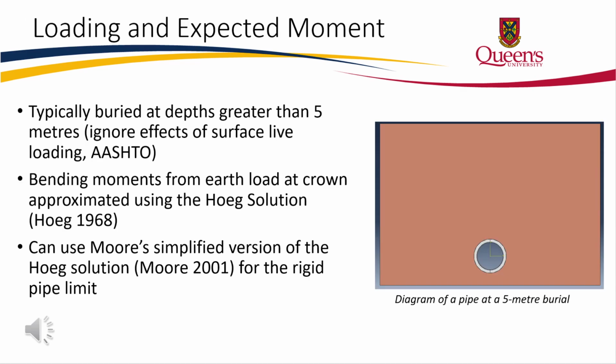Concrete sewer pipes are typically buried at depths greater than 5 meters, meaning the effects of surface live loading can be ignored. Instead, design was based around earth loading from the surrounding soil. The bending moment at the pipe crown resulting from soil load can be approximated using the Hogue solution. Then Moore's simplification to the Hogue solution can be exercised, which sets the equation equal to the rigid pipe limit, which is appropriate for the concrete pipes under analysis in this study. The bending moment from the simplified Hogue solution is the loading used in the design model.